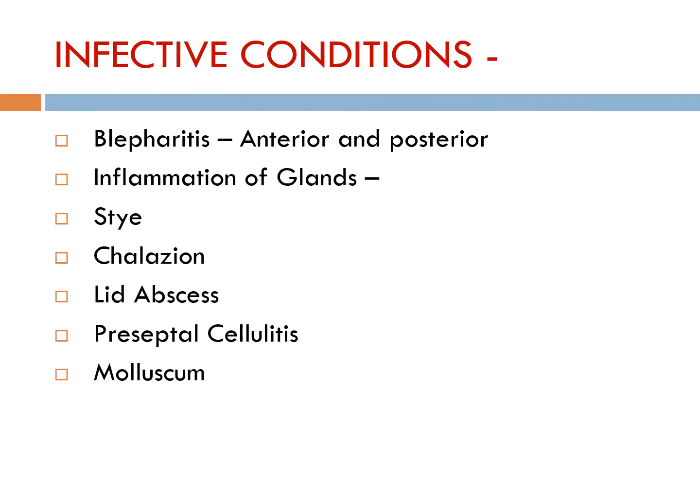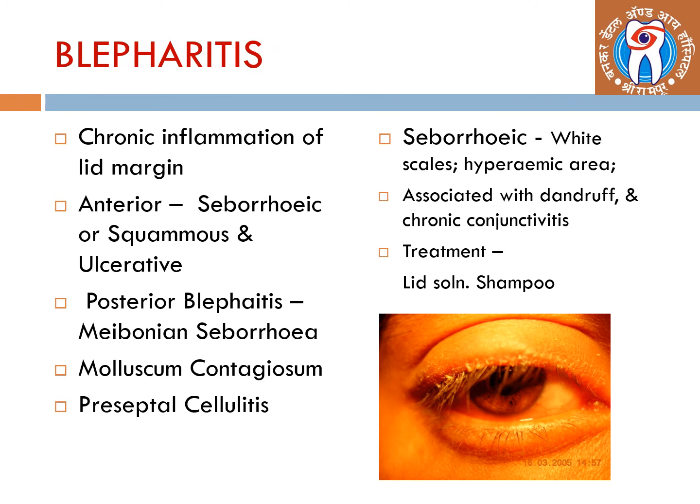Infective conditions. Blepharitis can be anterior and posterior. The glands which are inflamed cause stye, chalazion, lid abscesses, preseptal cellulitis, and molluscum. Coming to blepharitis. Blepharitis is a chronic inflammation of the margin of the lid.